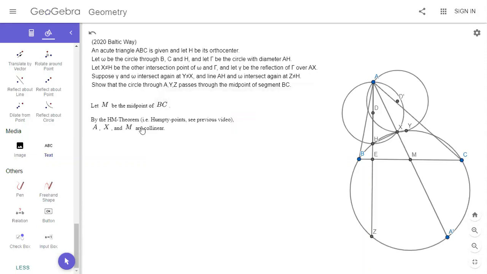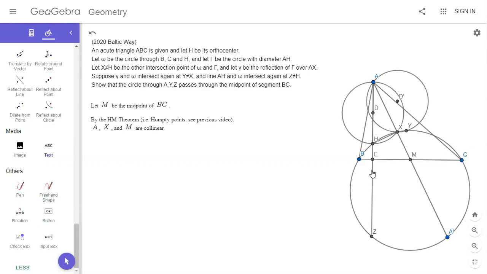Basically this video on the HM theorem says if you draw the perpendicular from the orthocenter to the median, and it's X, then BHXC would be cyclic. So we're using the converse of it here. But either way, A, X, and M are collinear. And also, it's well known that the reflection of H over BC lies on the circumcircle ABC. And so that means that if you reflect the circumcircle of ABC over BC, it would have to pass through H.